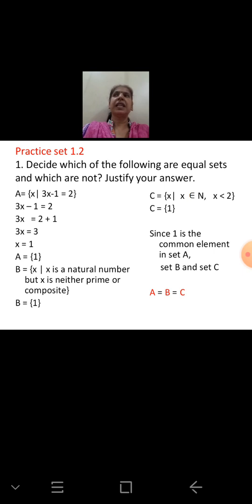If you see, set A has the element 1, set B has 1, set C has 1. Since 1 is the common element in set A, set B and set C, therefore A is equal to B is equal to C. While writing, we write it like that: A = B = C. So we have to find out whether they are equal sets, showing the steps.